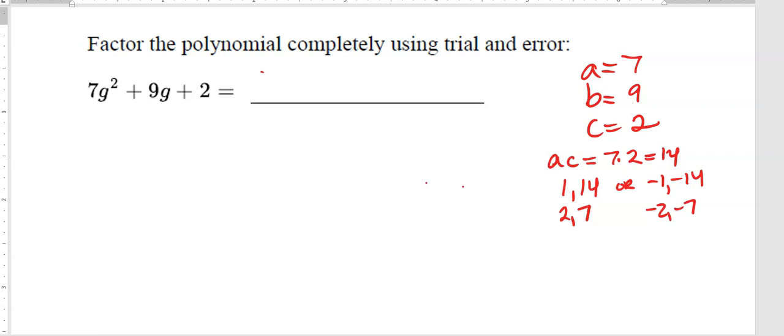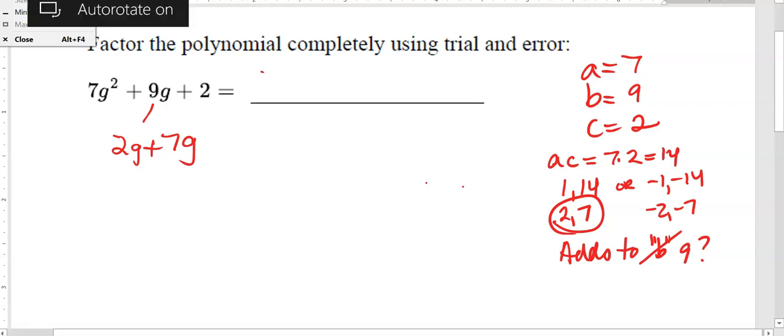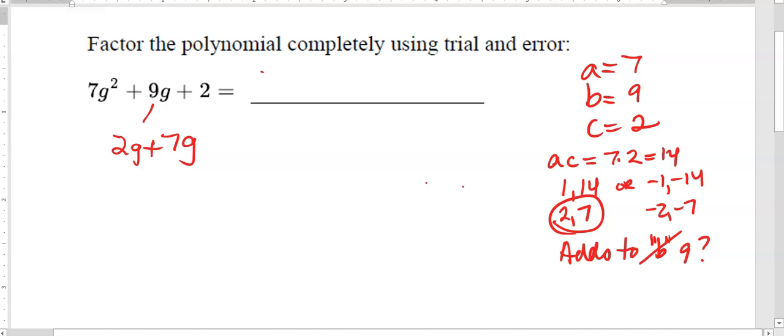So I want to find the factor pair that adds to B, and in our case, B is 9. So which of these pairs adds to 9? Well, it's going to be 2 and 7. So when you're factoring with the AC method, what you're basically doing is rewriting 9G using these 2 numbers. So 9G is the same as 2G plus 7G. And I'm getting that 2 and the 7 from the factor pairs that I found that multiply to 14 and add to 9.